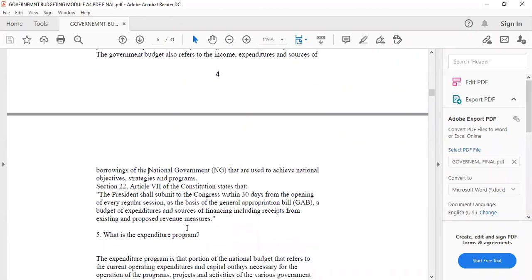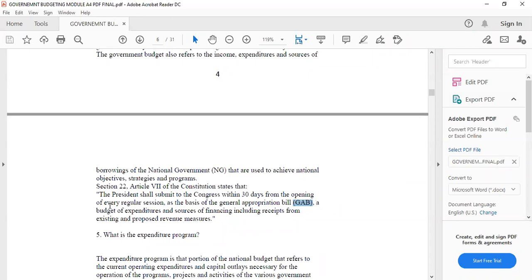Now, Section 22 of Article 7 of the Constitution states that the president, as I have told you, submits to Congress within 30 days from the opening of every regular session, which starts with the SONA every year, the basis of the general appropriation bill. If it is not enough, then the president may ask the monetary board. The monetary board is chaired by the governor of the Central Bank of the Philippines. The Central Bank, as you know, is the regulator of all banks, meaning all the money in the government is controlled by the monetary board or the Bangko Sentral ng Pilipinas.